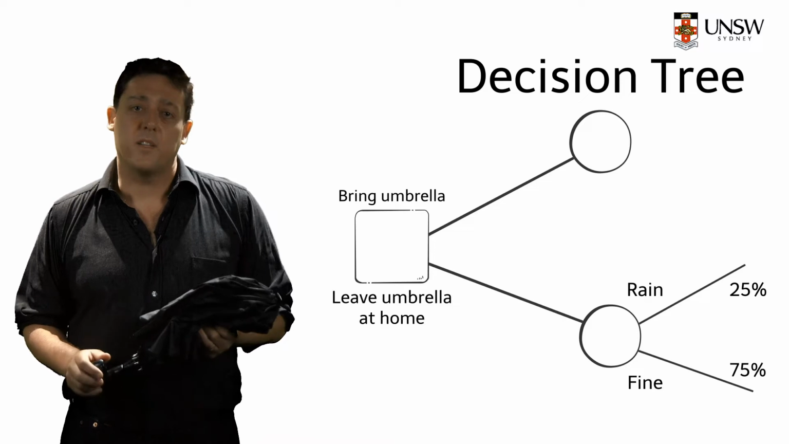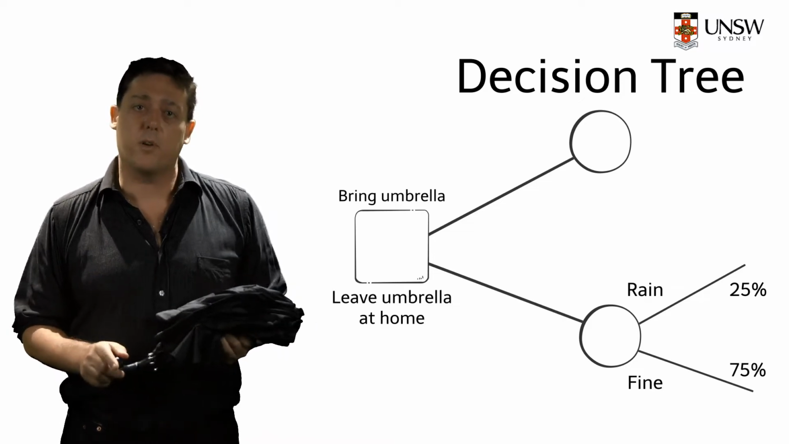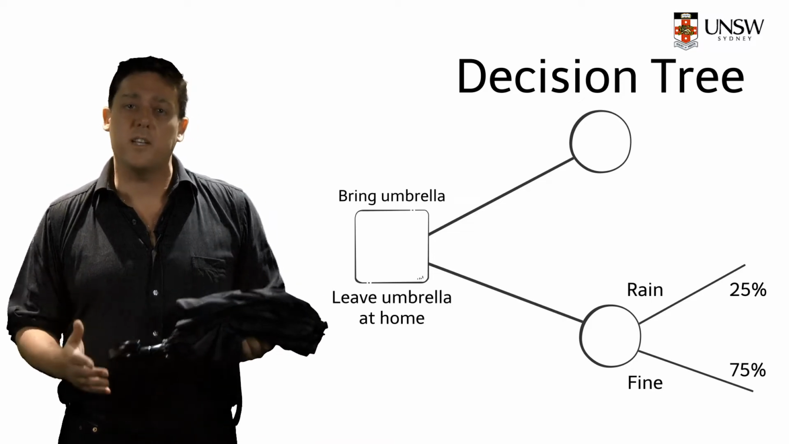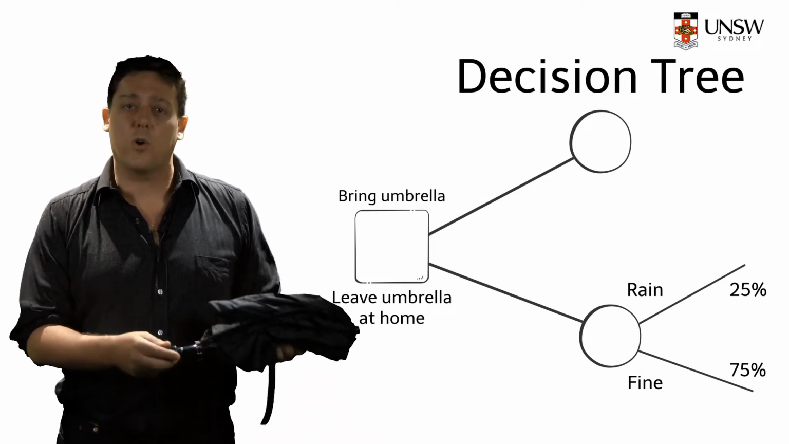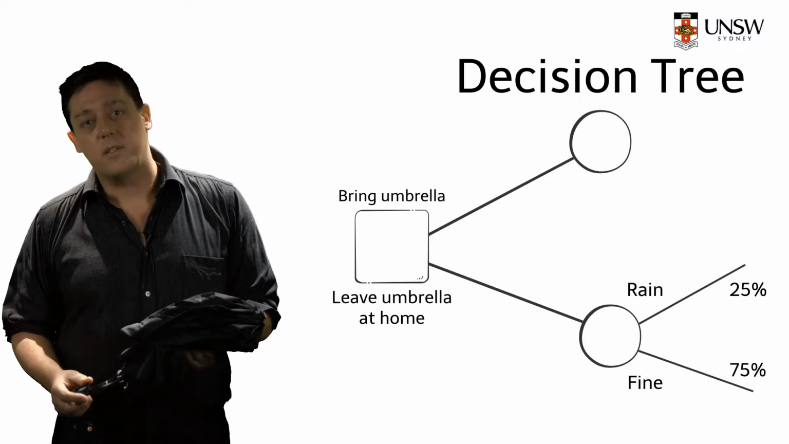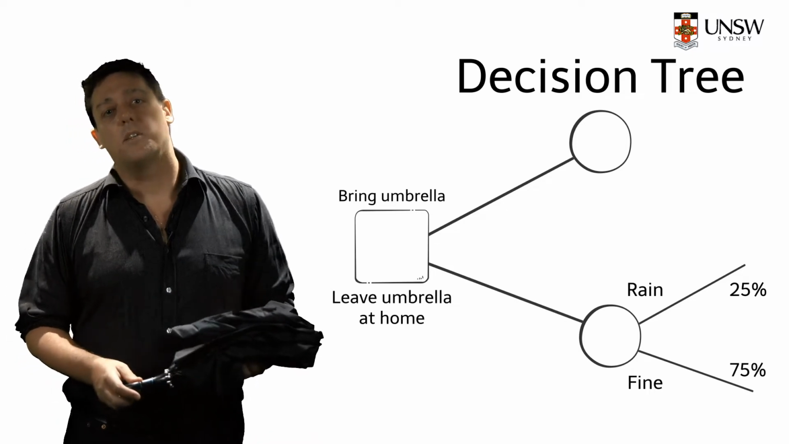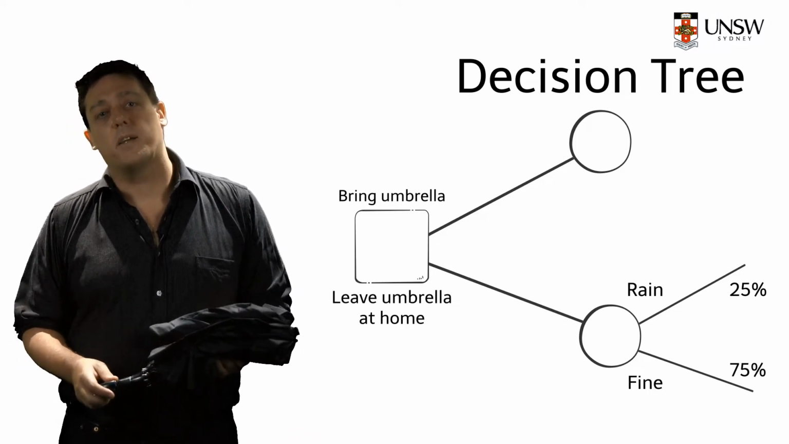If I leave my umbrella safely at home, there are two possible outcomes based on two identified states of nature. If the weather is fine, I'll stay dry. But if it rains, I'm going to get wet. So what is the best decision for me to make?